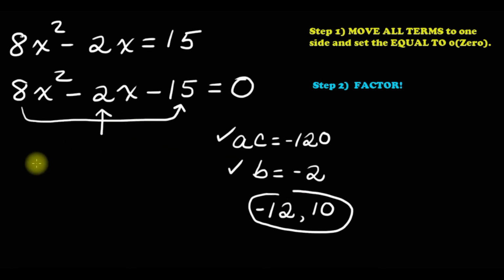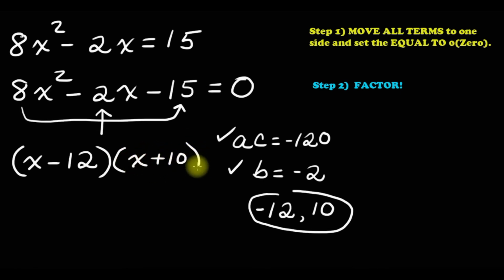All right, so what do we do next? Well, we have to write it out in factor form. So here you have x minus 12. It's minus 12 because of the negative 12. And then x plus 10. So it's from these two numbers. Now, you guys remember what we did here? We multiplied by 8. We took 8 times negative 15. Well, to bring it back, we're going to have to divide by 8 because that's the opposite. So we divide negative 12 by 8 and then we divide 10 by 8.